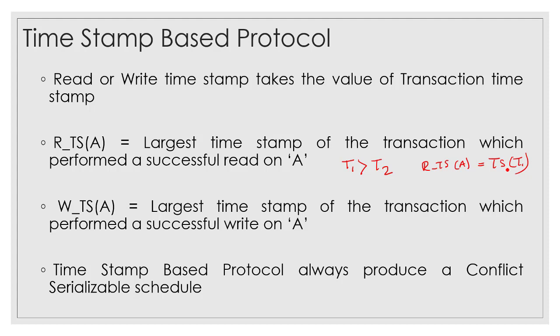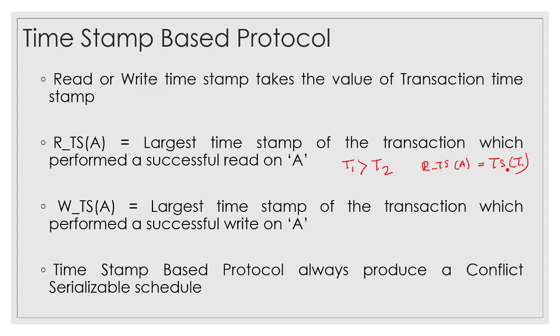Timestamp based protocol always produces a conflict serializable schedule. So it ensures conflict serializability. As it ensures conflict serializability, it will also ensure that the schedule is view serializable, because we already know each and every conflict serializable schedule is a view serializable schedule. But the timestamp based protocol does not say anything about the cascading rollback or the recoverability of the schedules. So we are going to discuss that a little bit later.